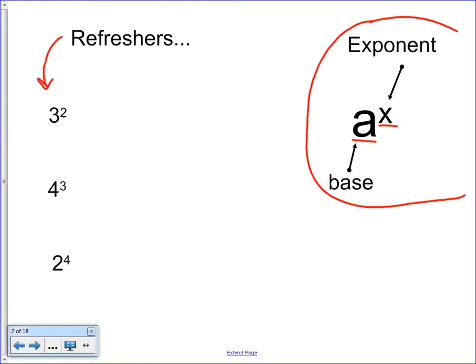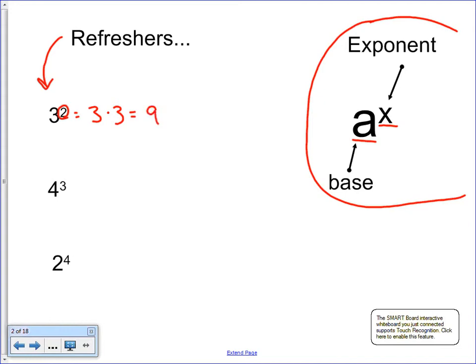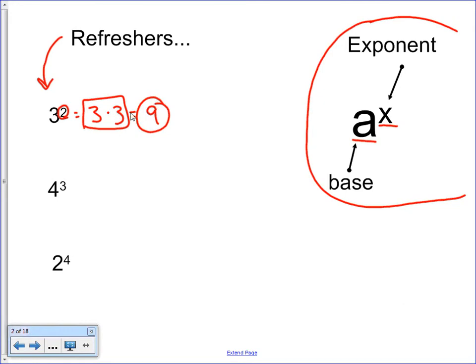So what you're going to do is string 2 3's together in multiplication. So it's going to be 3 times 3. That 2 indicates how many 3's we bring together and multiply. And 3 times 3 just gives me 9. This step you probably will be doing in your head quite a bit, but I'm just showing it right now. 4 to the third power means we need to string 3 4's together in multiplication. So 4 times 4 times 4 will give me 64.